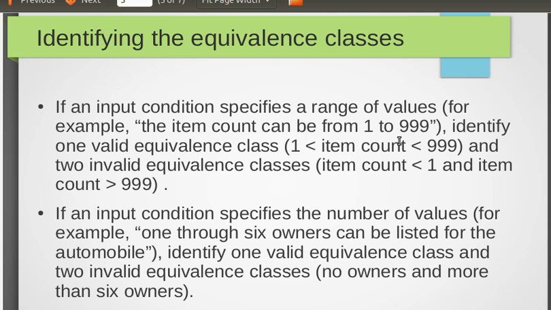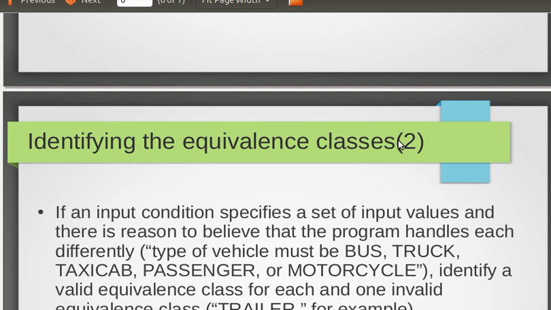If an input condition specifies the number of values, for example 1 through 6 owners can be listed for the automobile, what we do is define one valid equivalence class and two invalid equivalence classes: no owners and more than 6 owners.